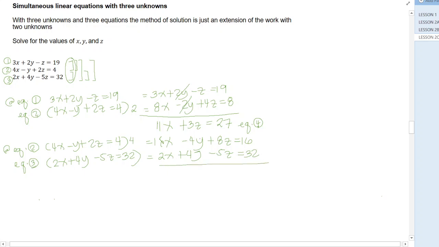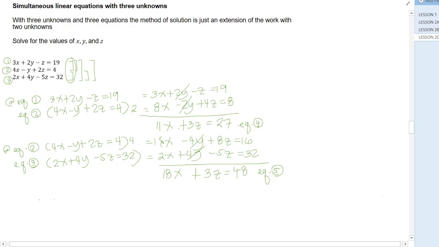If we add these, 16 plus 2 is 18x. The y terms are cancelled, since negative 4y plus 4y is zero. Then we have plus 3z, and 32 plus 16 is 48. That will be our equation number 5. Equating 4 and 5, we may be able to get the value of z.